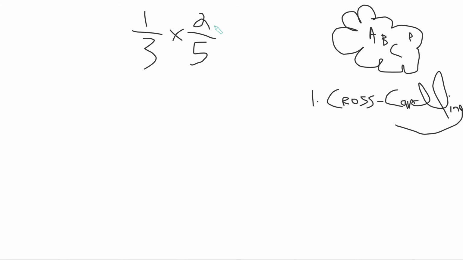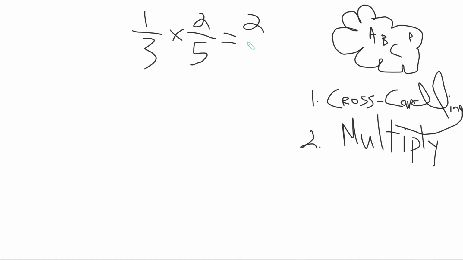But if you can't cross-cancel, then just multiply straight across. So the first thing you should look at is cross-canceling. The second thing you should look at is multiplying. And when you multiply, what are you multiplying? Well, you're multiplying the numerator times the numerator, and the denominator times the denominator. So that's going to be 2 over 15, and you can't reduce that, so that's the final answer.